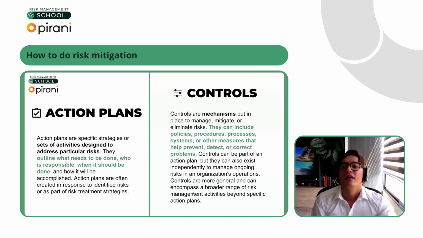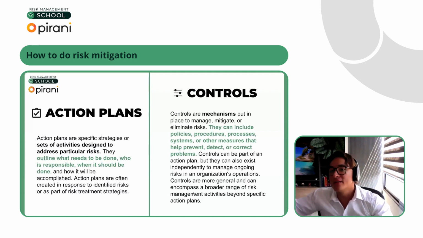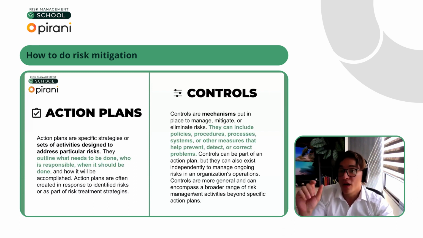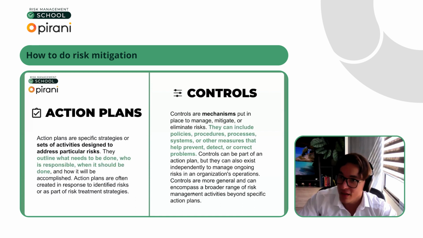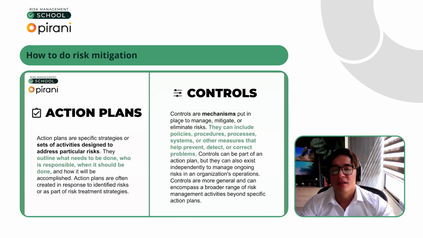For example, a control is to have an information security policy. So you need to create the information security policy in your company, and you can say, okay, this specific policy will be preventive, corrective, or detective, and link it to the risk. But how can I create the information security policy if I don't have any of that? So that is where the action plan comes in.